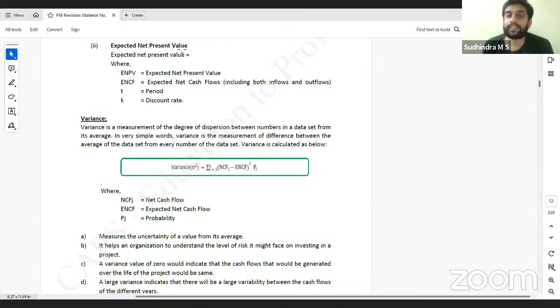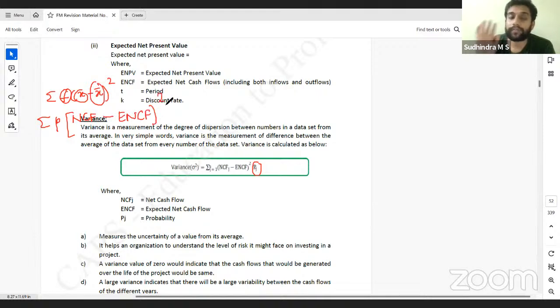Then comes variance. What is the formula for variance? Summation f into x minus x bar the whole square. That's variance. Now, here, since we are using the concept of expected value, instead of f we get probability, P into x. What is x here? Net cash flow. What is x bar? Expected net cash flow. The whole square. Net cash flow minus expected net cash flow, the whole square, into the probability, sum total will give us variance.